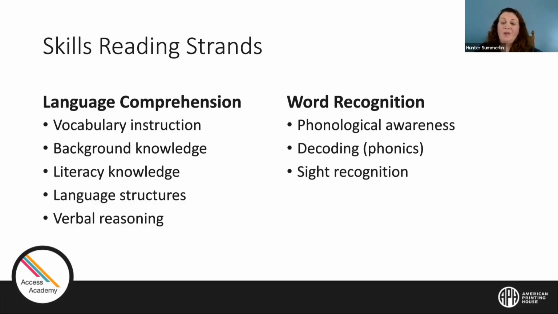Okay, so I want us to think about the word clock. Okay, with phonological awareness, I'm going to hear the word clock. I can think about rhyme. What rhymes with clock? What sound does clock start with? And that's all kind of auditory.